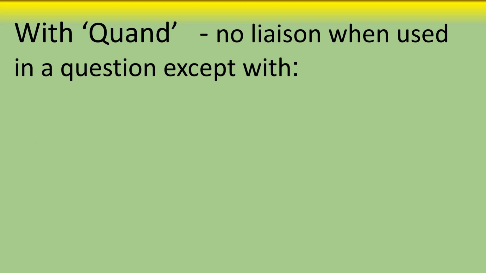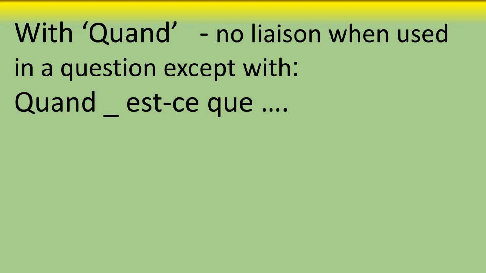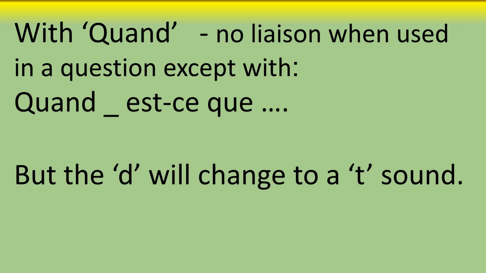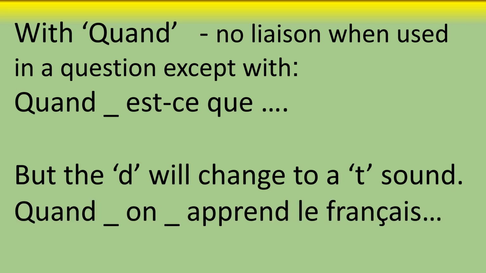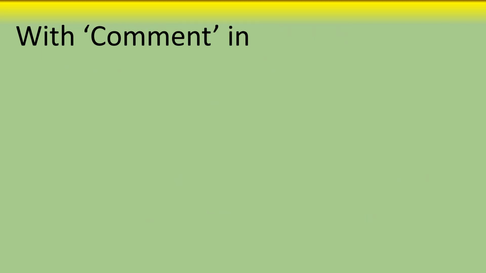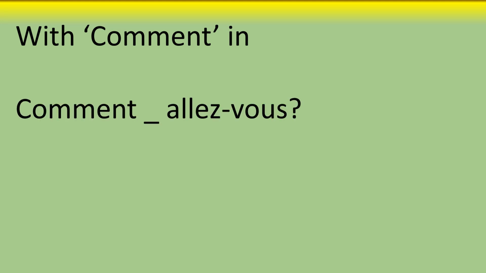We have to make a liaison with quand, but when it is in a statement. With quand, you don't usually make a liaison except when you say quand est-ce que. And what's going to happen is that the D will change to a T sound. Quand est-ce que. Otherwise, in a statement, it's going to be quand on apprend le français. Again, a T sound, but quand on is used very often, so be careful. It's the same case with comment, because when you use comment in a question, you're not going to have a liaison. However, in this sentence, comment allez-vous, the liaison is always made. So be careful, just in this one.